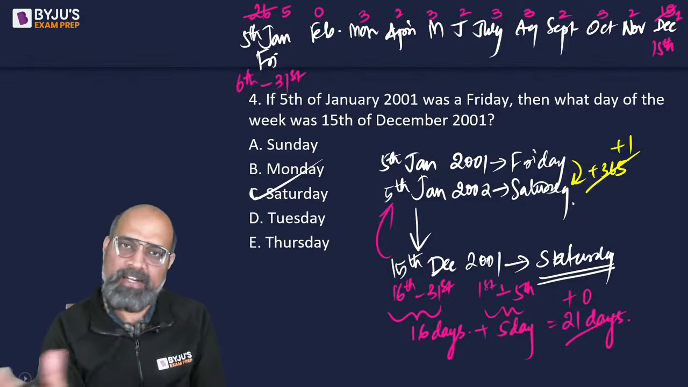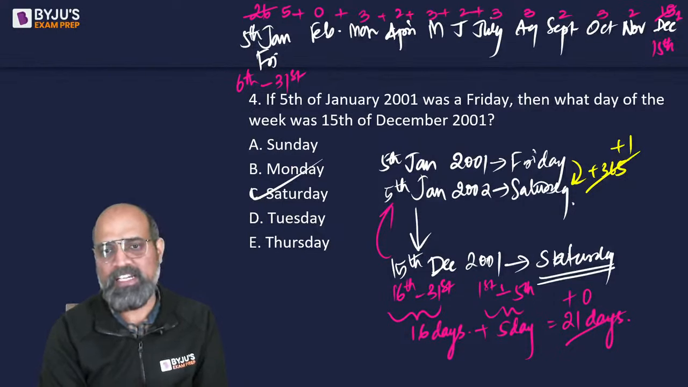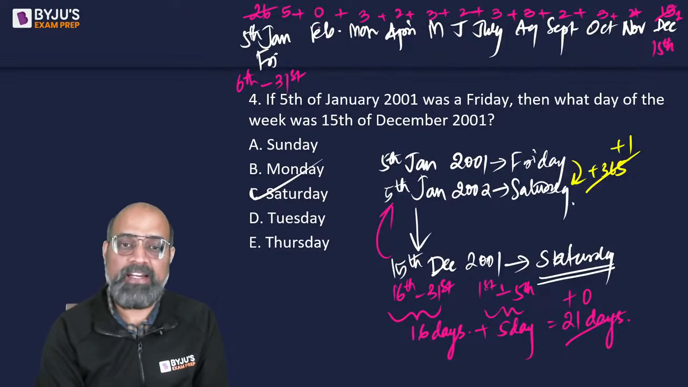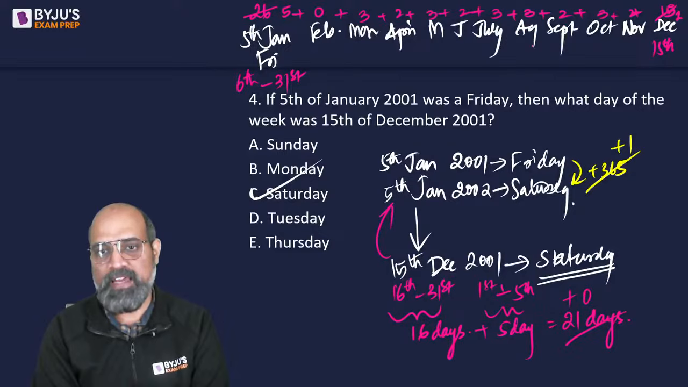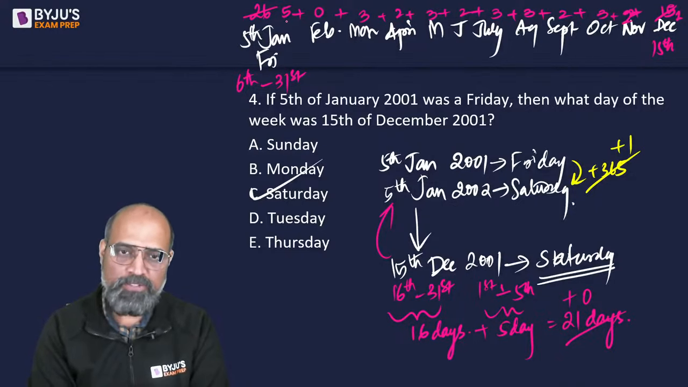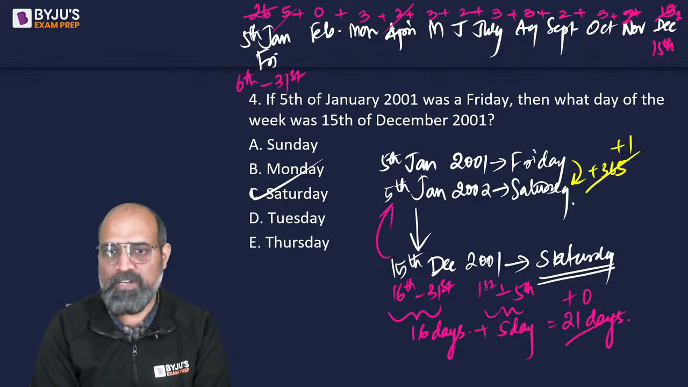So let's now add the remainders. 5 plus 0 plus 3 plus 2 plus 3, and then divide this by 7 to find the number of odd days. The number was 2, right? Let me check once. So this is 5 plus 6, 7. Then you have 5 plus 6, 7. Then you have 6 plus 1, 7.